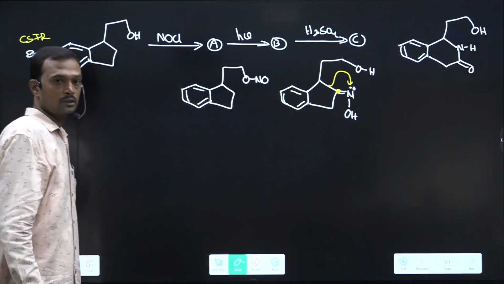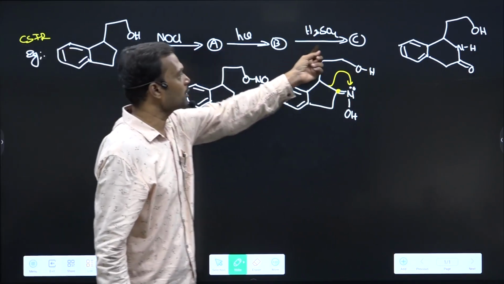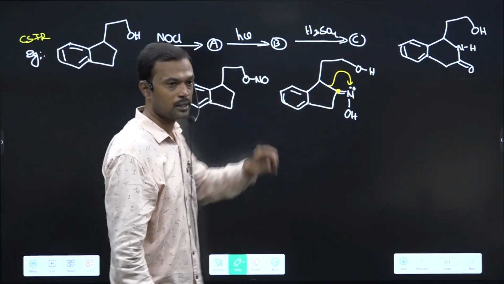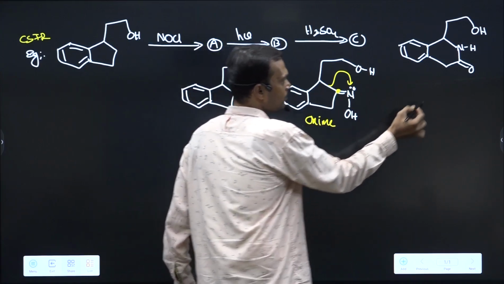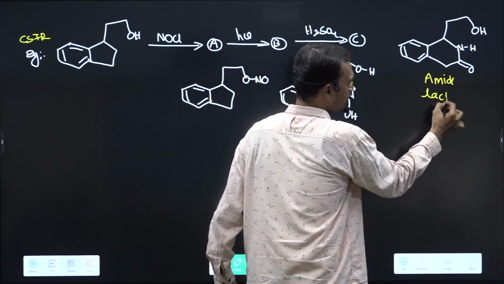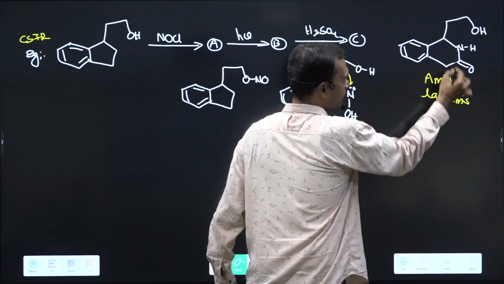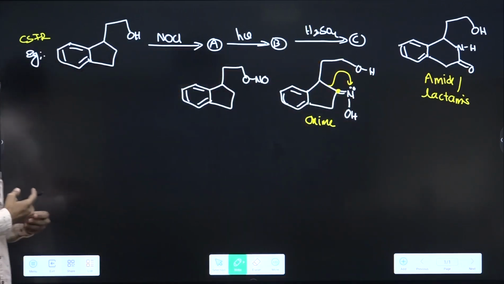Beckmann rearrangement. First they will ask nitration, then Barton reaction. If any acid medium is given, Beckmann rearrangement. Beckmann is nothing but oxime to, what is this? Oxime to amide. Cyclic amide is also called lactam. Cyclic ether is lactone. Ester, cyclic ester, Baeyer-Villiger.